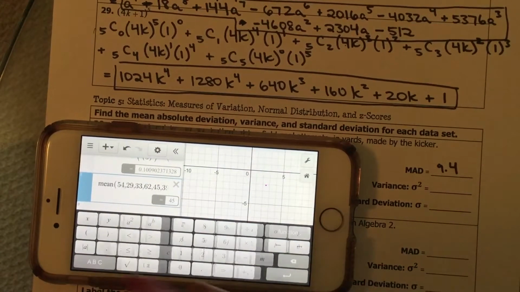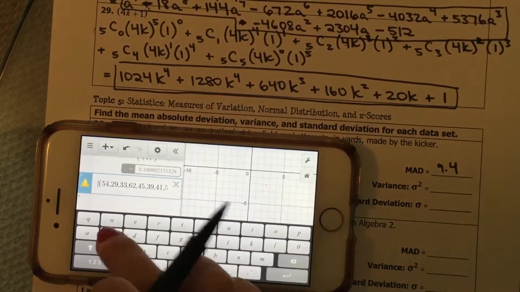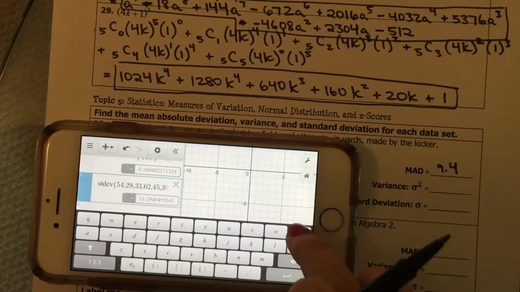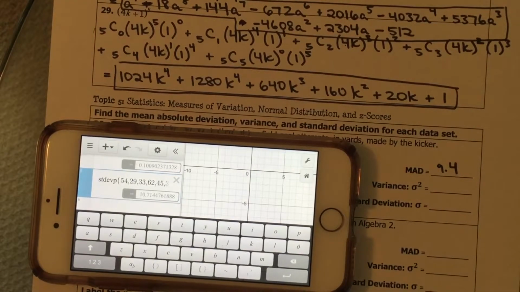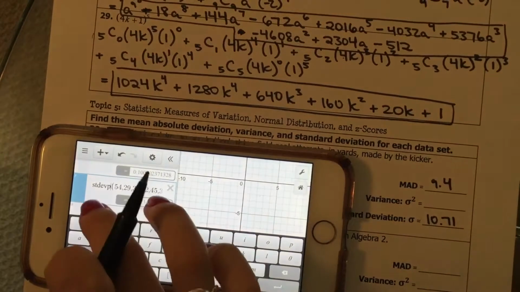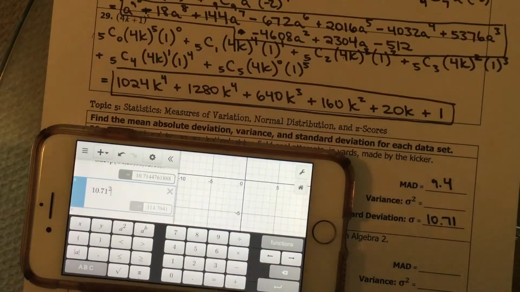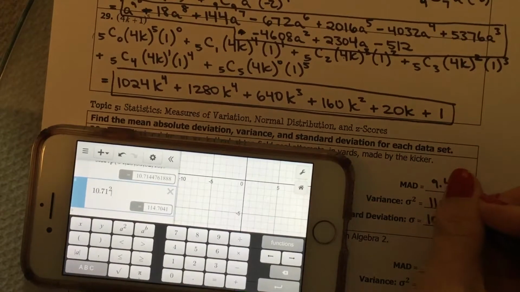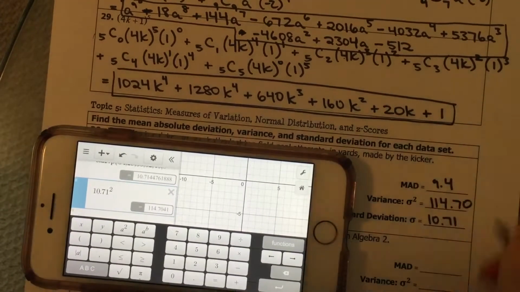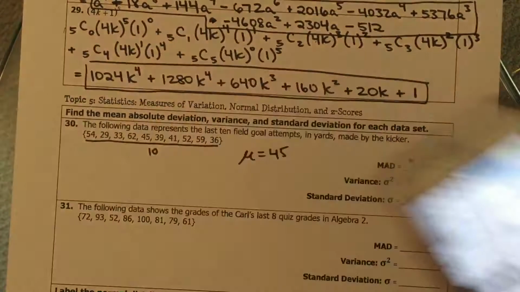All right, so remember we want our standard deviation with the P on the end. That's going to slightly change our value. So that is 10.71. So what we do for the variance is we take that 10.71 and we square it. So we get 114.70, or just 0.7 if you want. All right, so that's our first set of data.